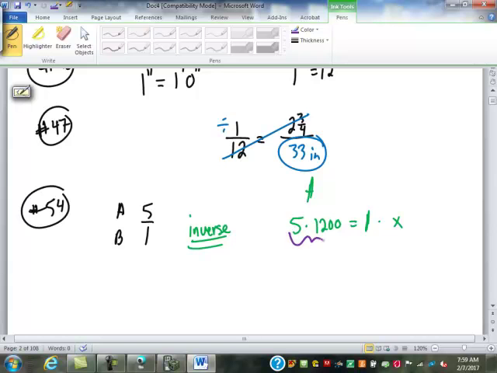So 5 times 1200 is 6,000. 1x is just x, so we don't need to divide by the 1. So x is 6,000. That's 6,000 RPM.